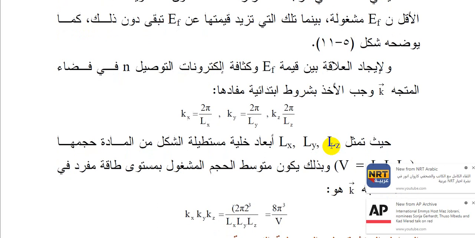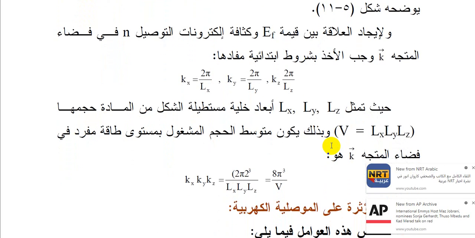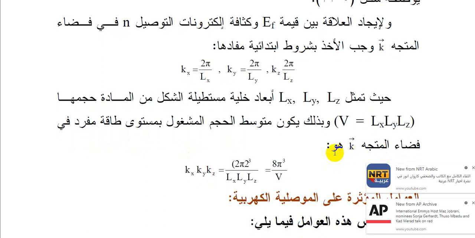For each kx, ky, kz in x, y, z, as you can see, where Lx, Ly, Lz are the rectangular shaped cellular dimensions of the material with the size of volume V equals Lx Ly Lz. Thus, the mean volume occupied by the individual energy level in the vector space k dash is kx times ky times kz, which equals 2 pi cubed, as you can see in front of you, equals 8 pi cubed over V.